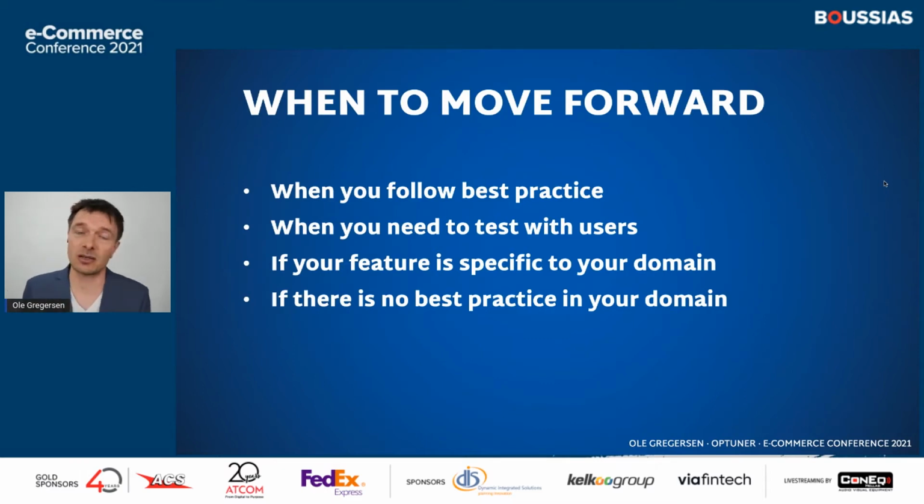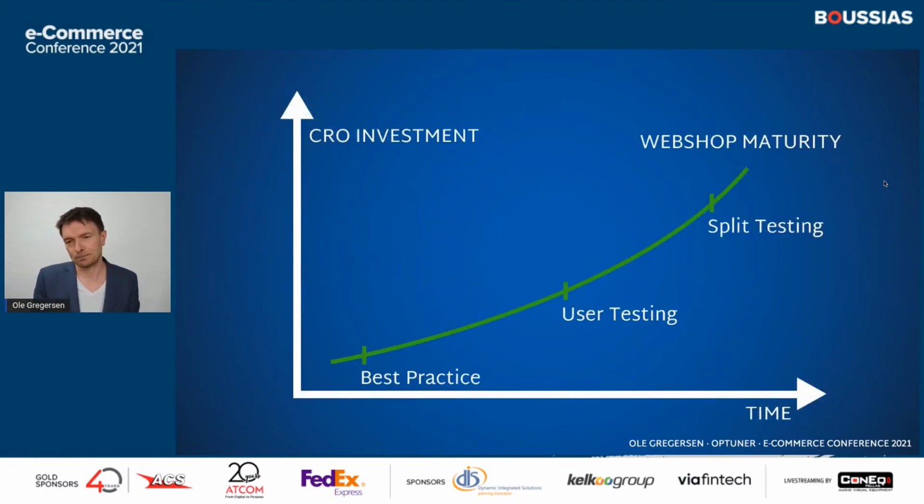You can also have features that are very specific to your domain. Say you are selling very expensive goods, or you're selling things with a very, very long buying cycle. There might be things that you cannot really compare to any best practice catalog. Or you could be in a completely different domain, like you're selling luxury yachts, and you can't really go and compare that with anywhere else. Of course, then you have to move forward, because you start moving from the common domain, which is similar for all web shops, into a more unique domain.